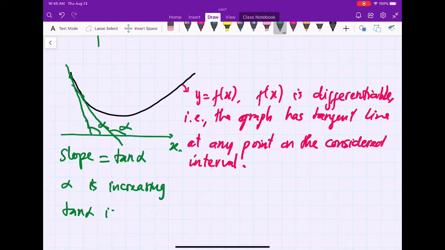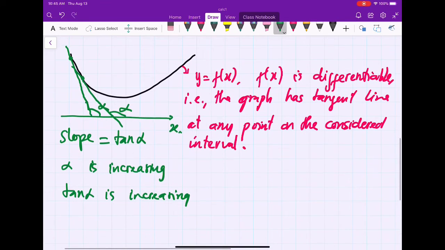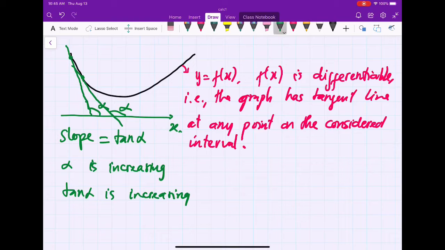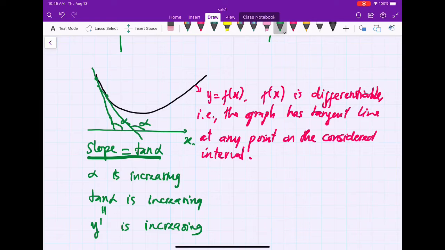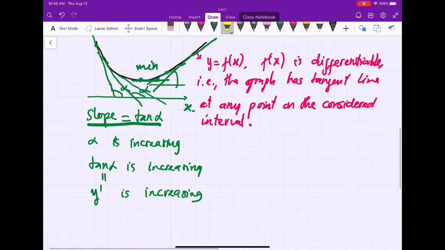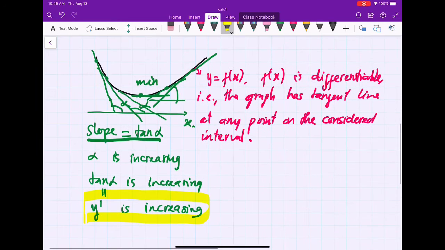So I say tangent alpha is increasing, right? But what is tangent alpha? In that case, that is the slope, you see? So the derivative is increasing. Look at this: if you move along, the tangent equals 0 here, where you have the minimum, right? And then if you move in this direction, again alpha also increases. So basically the derivative is increasing if the graph is convex.